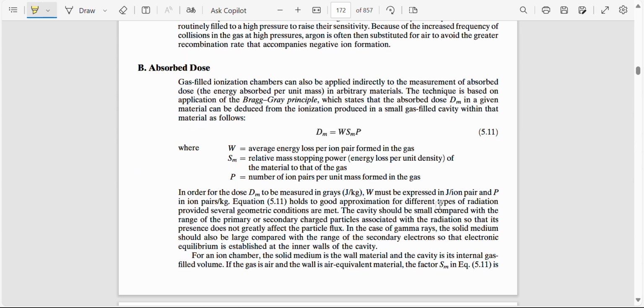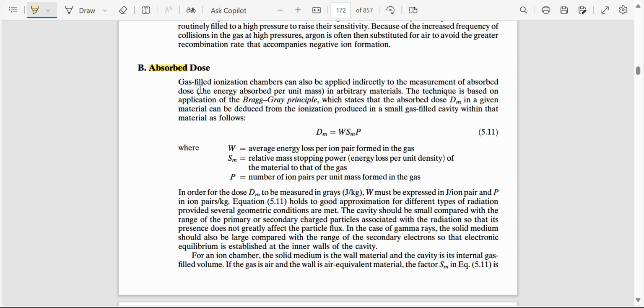Now we move on to the next topic, which is our last topic of today's lecture, about the absorbed dose. What is absorbed dose? In a gas filled ionization chamber, the energy absorbed per unit mass is called the absorbed dose. As the name suggests, it has to be absorbed. So what is absorbed? The energy absorbed per unit mass is known as the absorbed dose.